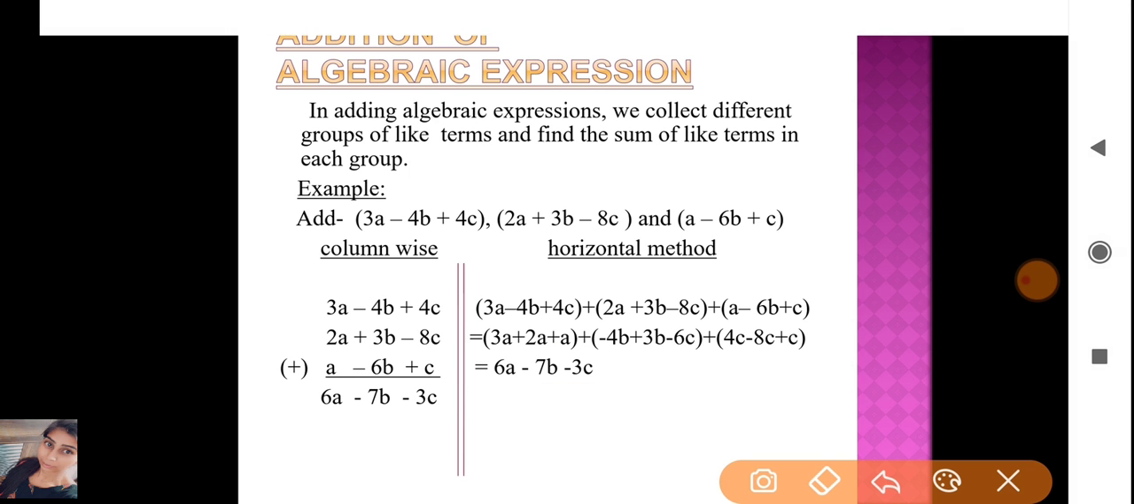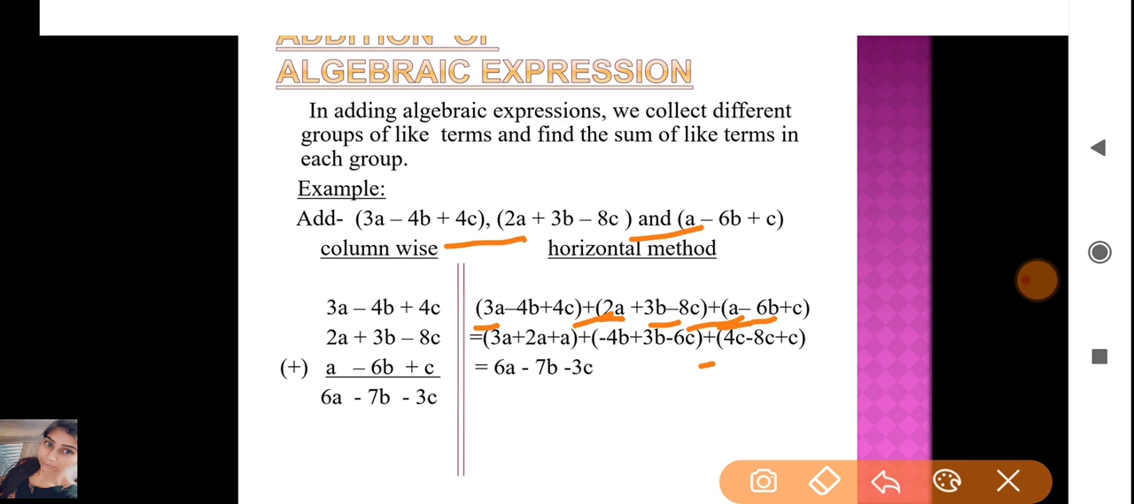The first thing: in place of the comma, just put the plus sign. Next step, rearrange the terms and write all the terms with A, B and C next to each other. Just see 3A plus 2A plus A, and I have kept the terms in brackets only. Then I have given the plus sign, then minus 4B, which I have kept inside, then plus 3B, then minus 6B, again in the bracket, then plus, then 4C, minus 8C and plus C.